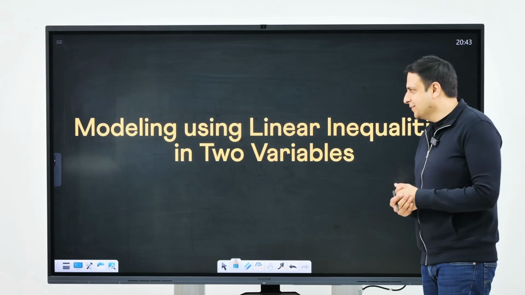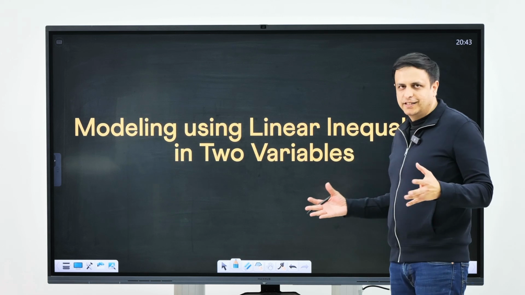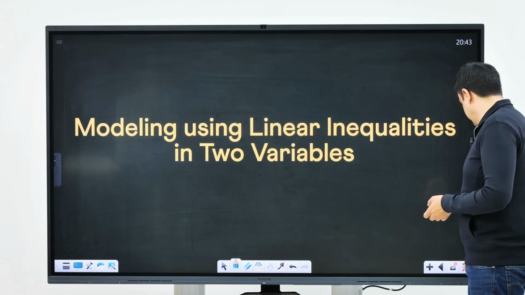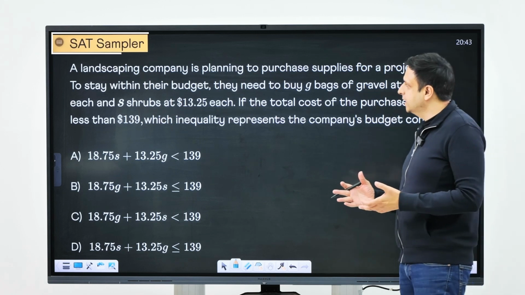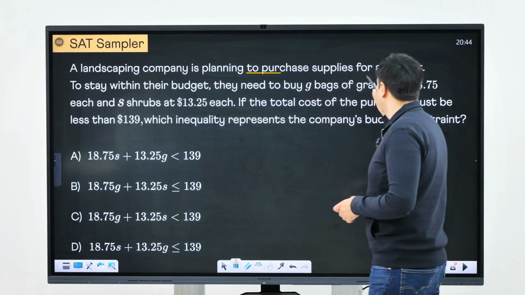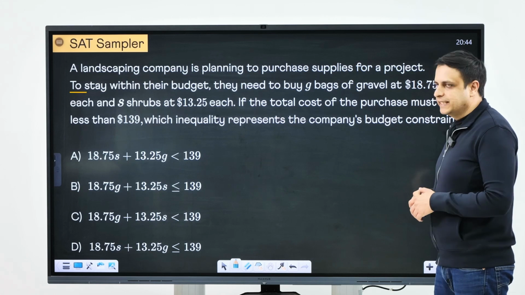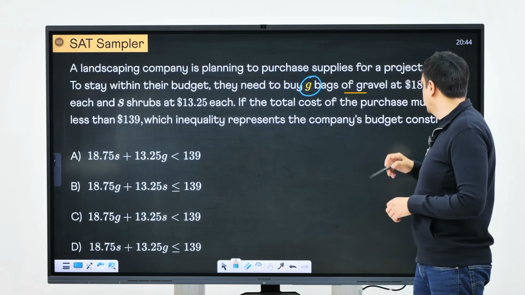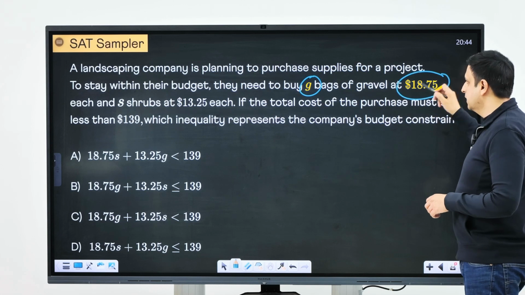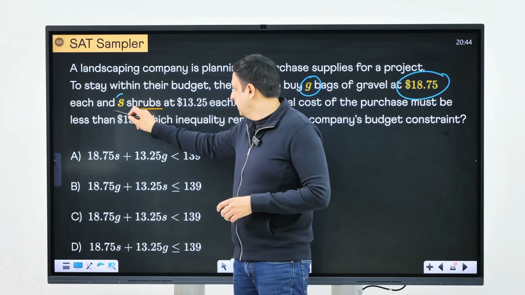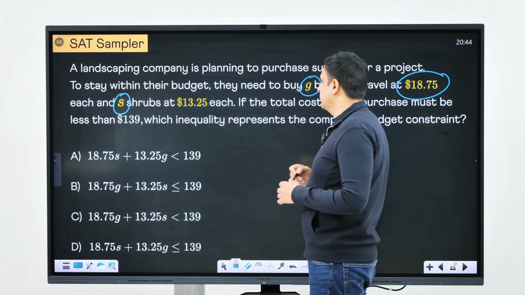The last theme in this section is modeling real world situations using linear inequalities in two variables. Let's see our first SAT sampler on this theme. A landscaping company is planning to purchase supplies for a project. To stay within their budget, they need to buy G bags of gravel at $18.75 each and S shrubs at $13.25 each.